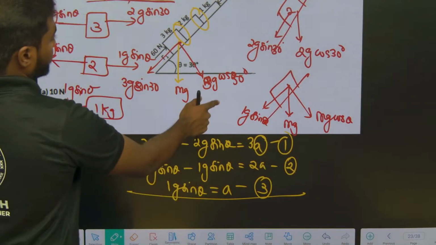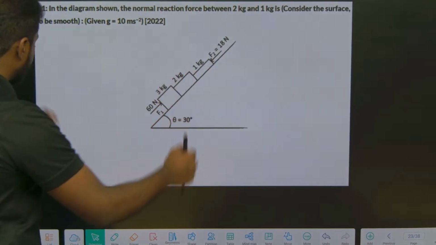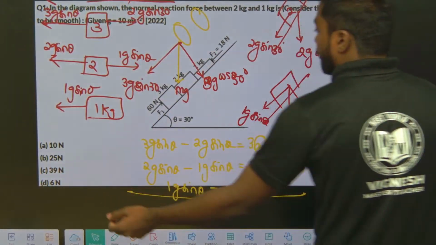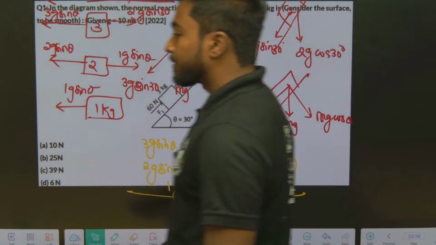Okay, fine. So you can take the options, this 10 Newton, 25 Newton, 39 Newton and 6 Newton. So you can solve the equation and give the answer in the comment box, guys.